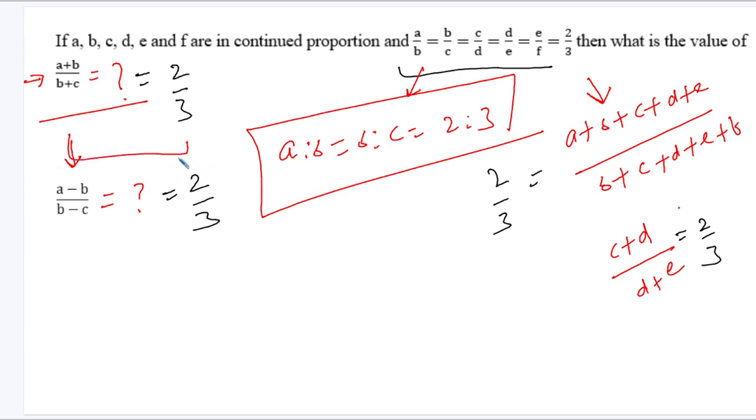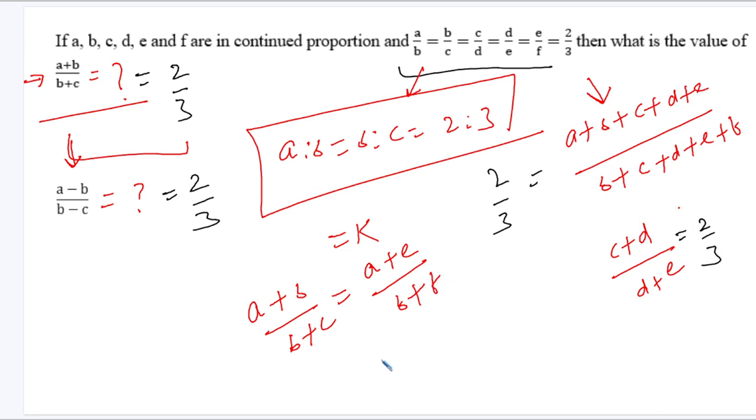Just remember that whenever you are given A, B, C, D, E, and F or whatever number in continued proportion and you are given their ratio equal to something, suppose given as equal to K, then even then you will have the sum of any two, A plus B over B plus C, or you can say A plus E over B plus F, or the subtraction, suppose B minus D over C minus E, it will all be equal to K, the same ratio.